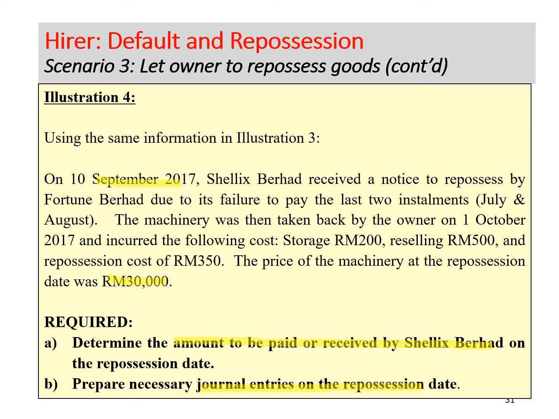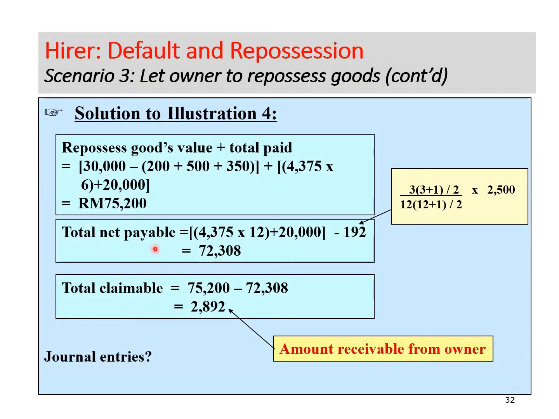Okay, so what are we going to do? First, we have to determine whether Shelix Berhad has to pay an amount of money to Fortune Berhad, or Shelix Berhad will receive an amount of money from Fortune Berhad. So we are going to compute that. In order to determine whether the hirer will have to pay or receive an amount of money from Fortune Berhad, first you compute the repossessed goods value plus the total paid.